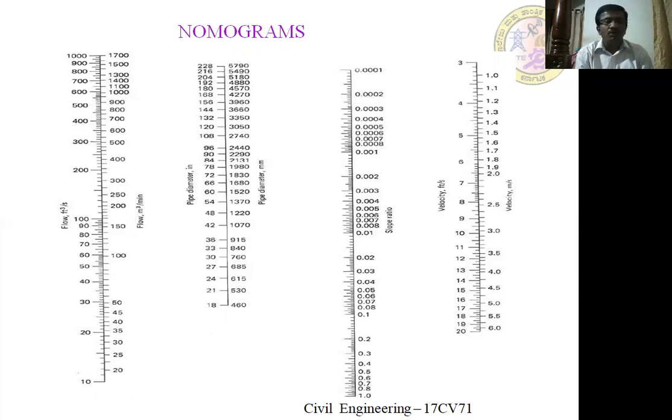Second one is the diameter of the pipeline, usually in terms of mm. And third one is slope or gradient. And last one is velocity of flow. Q is in terms of meter cube per second, dia in terms of mm, slope in terms of 1 in something, and velocity of flow. Out of four parameters, if you know any two parameters, then it is possible to find out the remaining two.